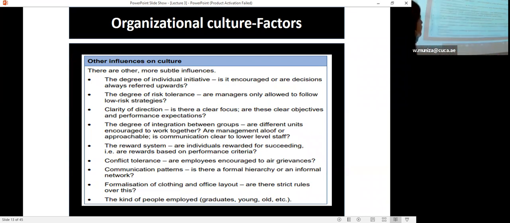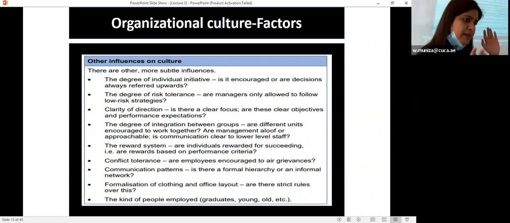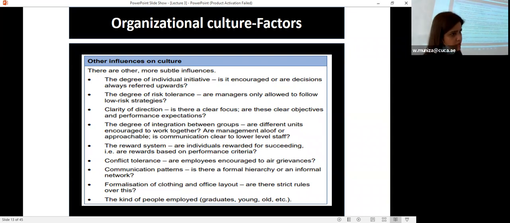So the degree of risk tolerance: are managers only allowed to follow low risk strategies, or are they allowed to take high risk strategies as well? Whatever senior managers will be doing, it will be communicated to the juniors also. Then clarity of direction. Is there a clear focus? Are there clear objectives and performance expectations?